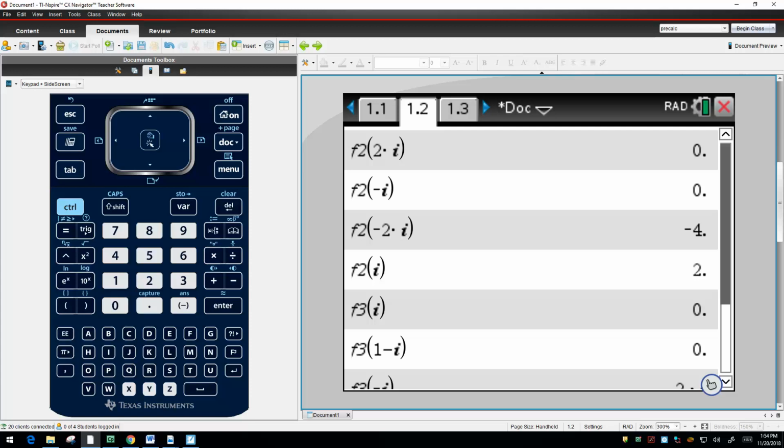So if I look at 2i here, when I plug that in, now I'm getting an answer of negative 4, not a 0. When I plug in the other conjugate, which is i, I'm also going to see not a 0. I'm getting a 2.